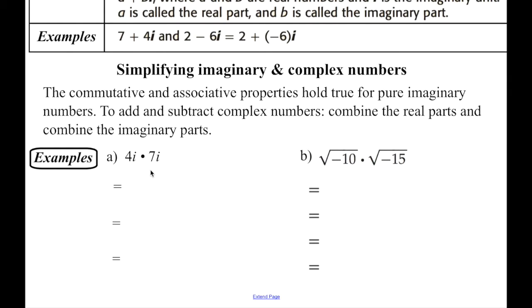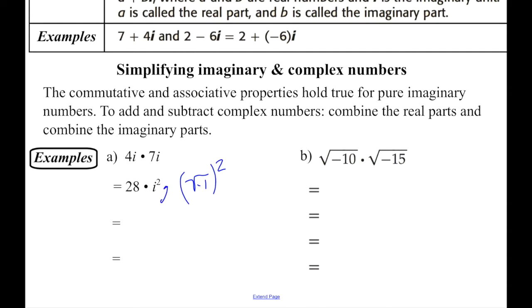We want to multiply these two pure imaginary numbers together. So I can regroup those and write that as 28i squared. Now here's the tricky part. Remember, i is defined as the square root of negative 1. So we have the square root of negative 1 squared, right? So I want you to make sure that you're not going to write this as a positive 1. Some of you would be tempted to square the negative 1 under the radical, and that's not what it means.